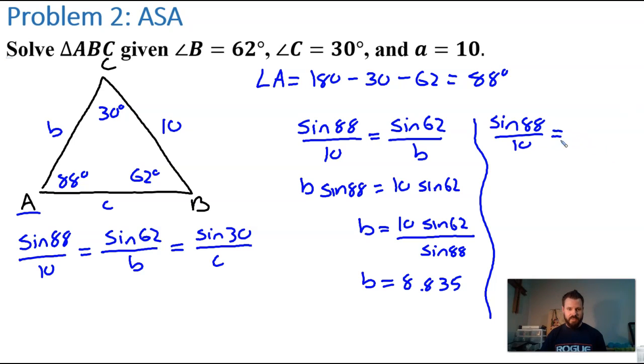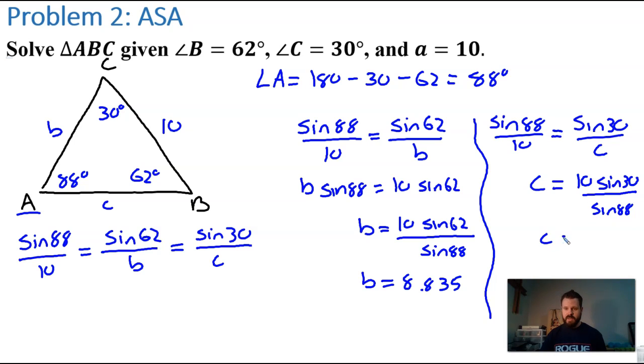So I want sine 88 over 10 is equal to sine 30 over c, because I want to solve for c here. I'm going to cross multiply and divide in one step. I can tell this is c is equal to 10 sine 30, and I know I'm going to be dividing by the sine 88. As you do more of these, as you practice more, you're going to see a lot of shortcuts. I'm taking one there. And I know that's going to round to 5.003, if we round that to 3 decimal places.